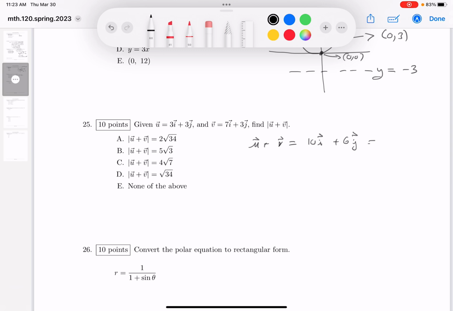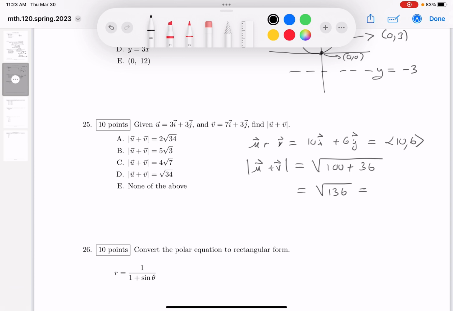All right, I kind of like the bracket notation. I'll put this 10, 6 down. I want the length of this. And what's that going to be? Well, the square root of 10 squared, which is 100, plus 6 squared, which is 36. That's 136.